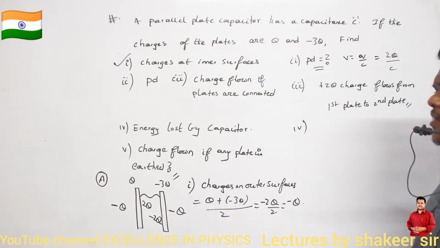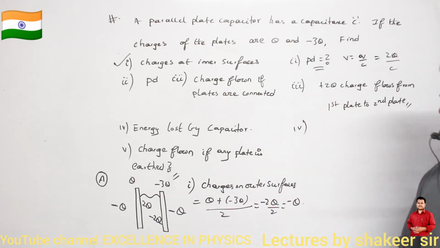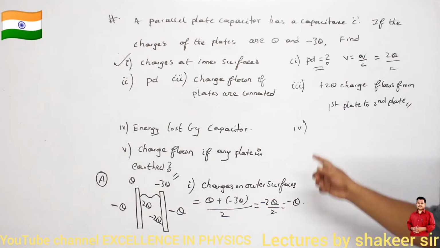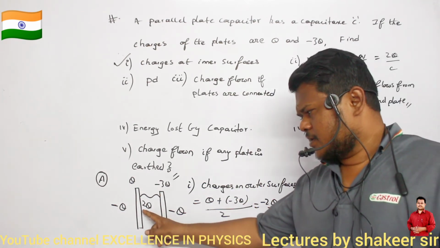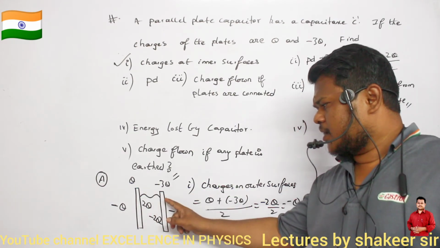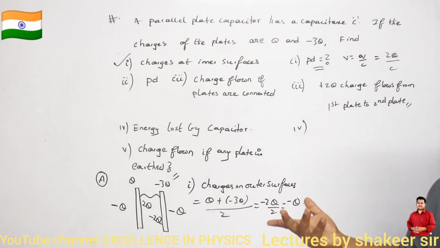Next, the fourth question is the energy lost by the capacitor. A capacitor stores energy in the form of an electric field, and that electric field is present only because of the +2Q and -2Q. But if they are connected by a conducting wire, then the +2Q and -2Q have lost their individuality.